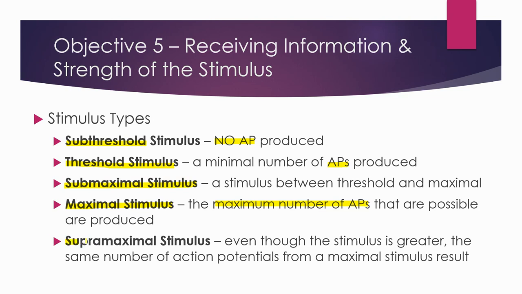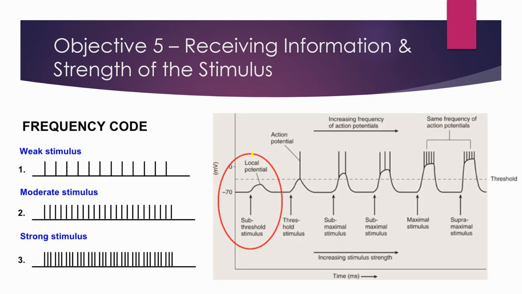Now you could also have a supramaximal. Now super means above, so this means stronger than your maximal stimulus. But once you max out, you max out. So if your maximum was 5 action potentials, even if you have a stronger stimulus, you're still going to meet that 5 max, okay? And so we can see this represented in this graph over here.